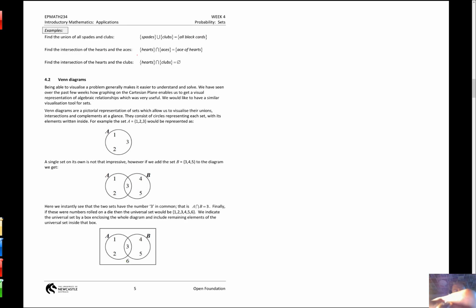Then what about the intersection of hearts and the aces? Hearts and aces equals ace of hearts. Hearts intersect aces. Let's look at that.